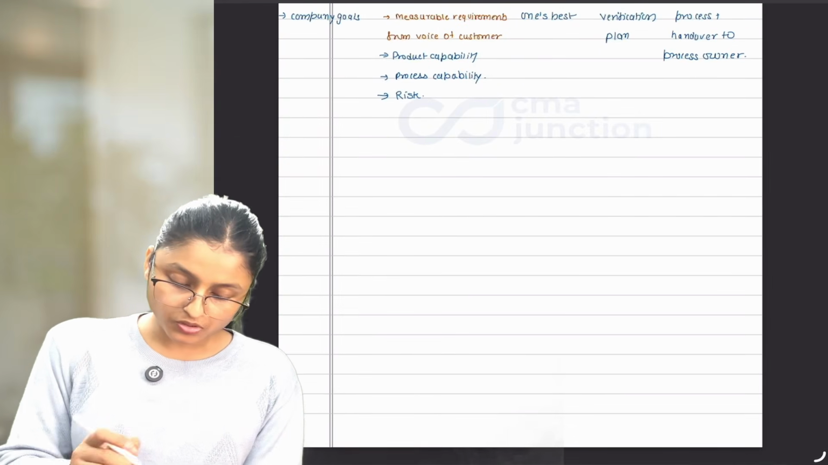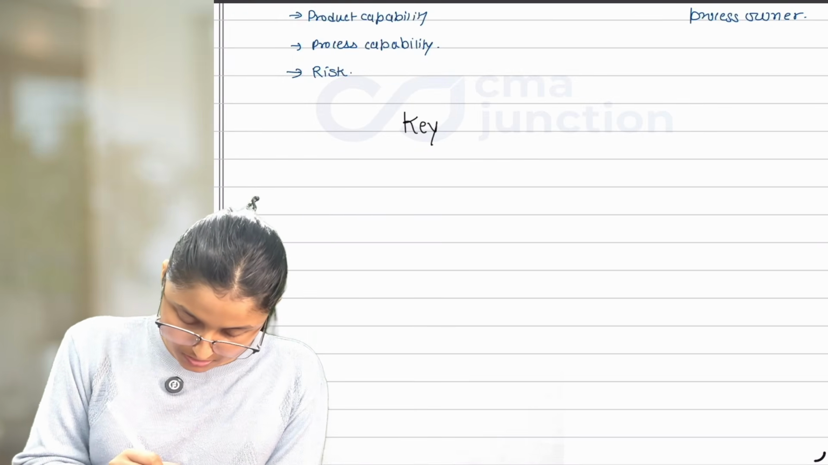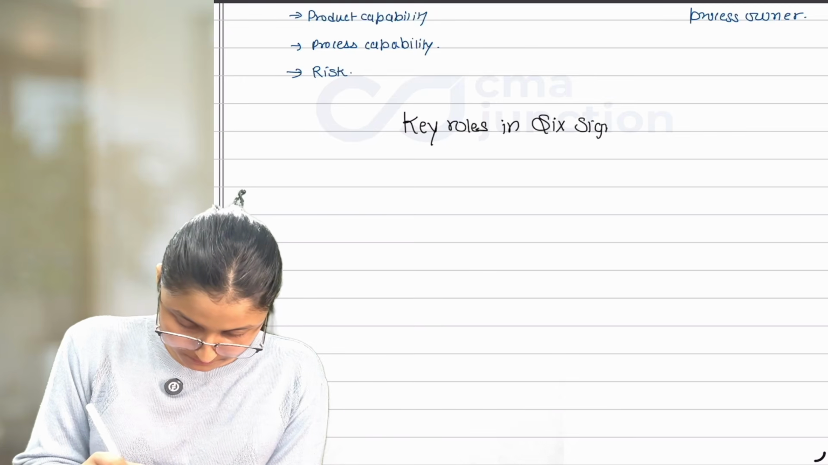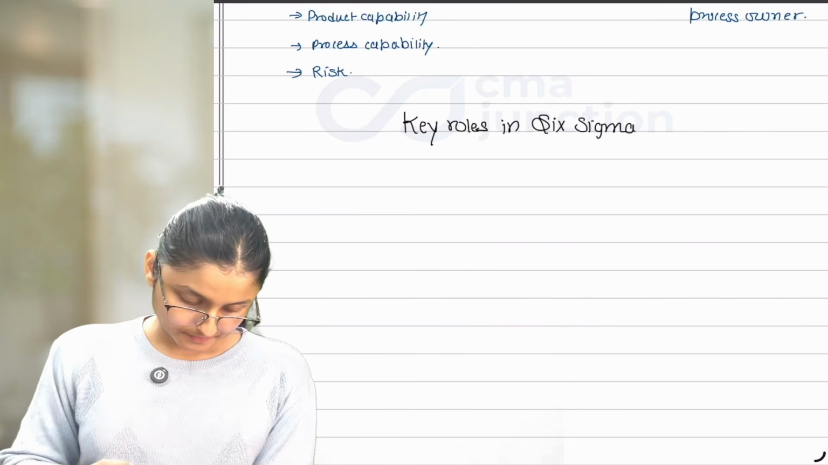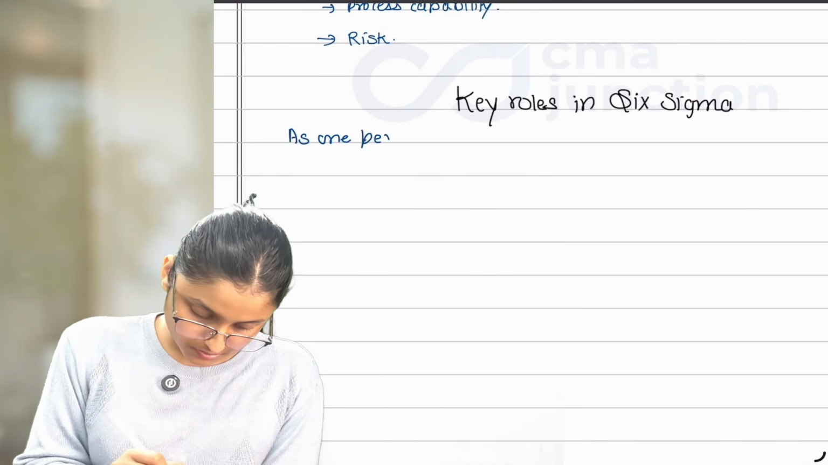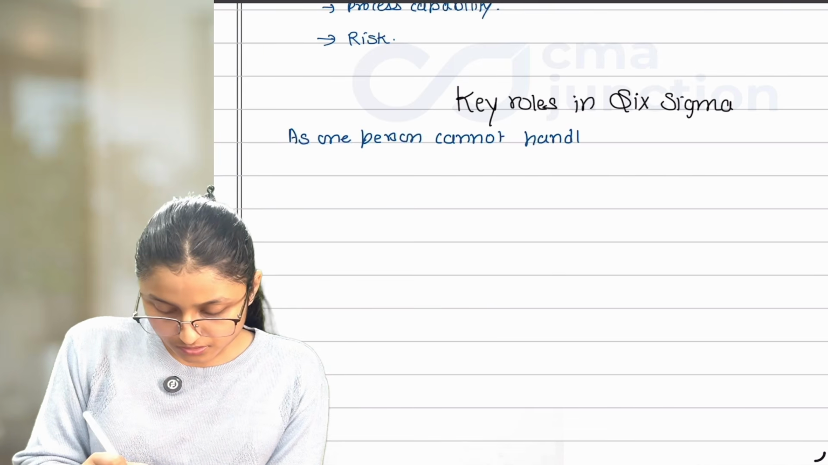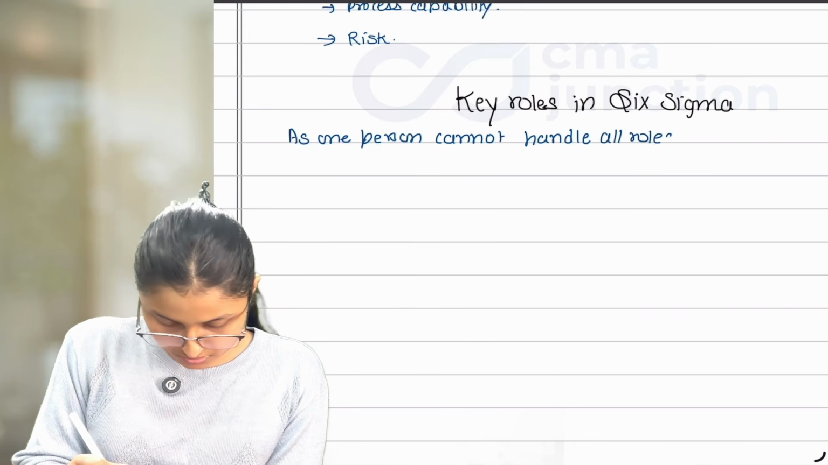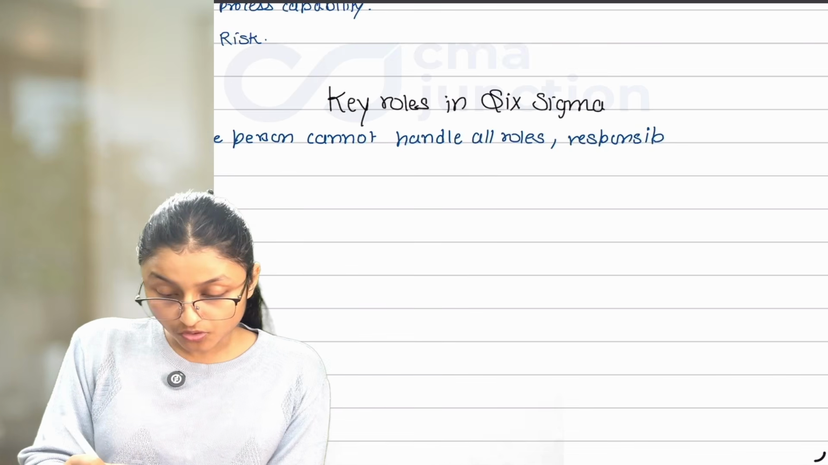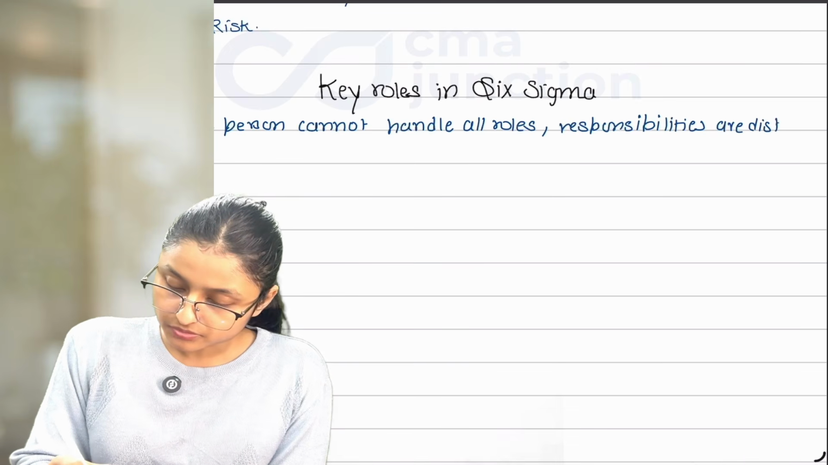Next comes key roles in Six Sigma. This is the last part which we are writing here. Key roles in Six Sigma. As one person cannot handle all roles of Six Sigma, responsibilities are distributed among different members.